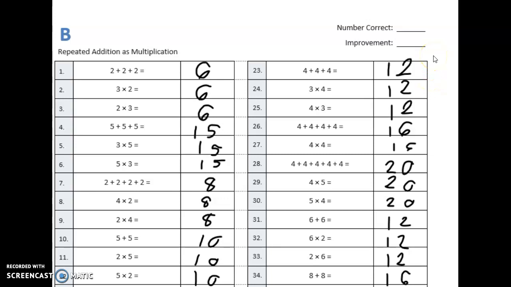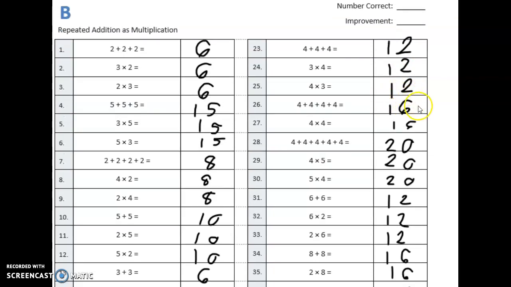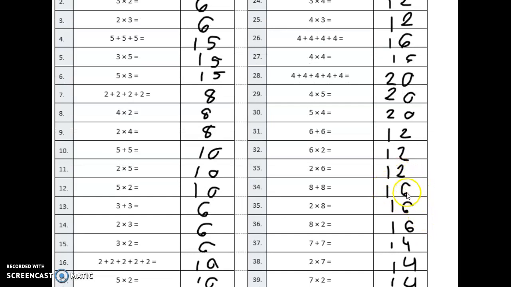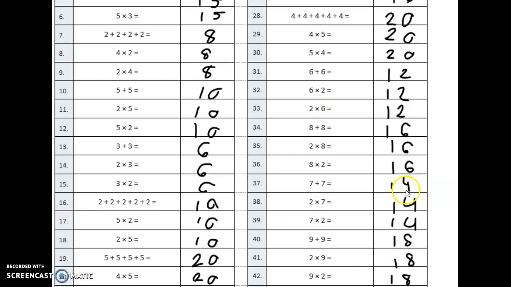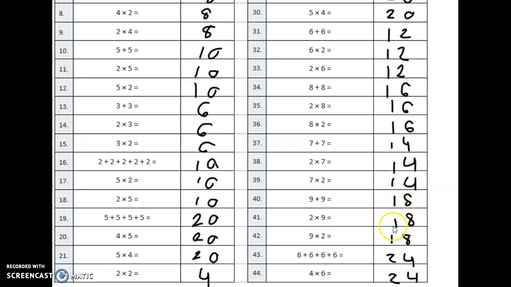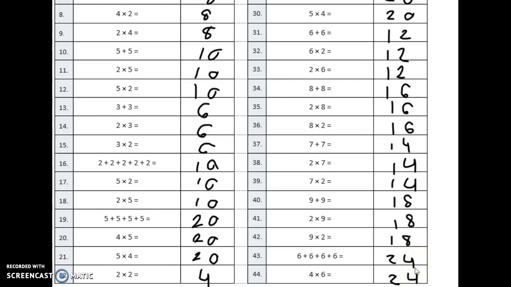We have the second column in 3, 2, 1, go. 12, 16, 20, 12, 16, 14, 18, 24.